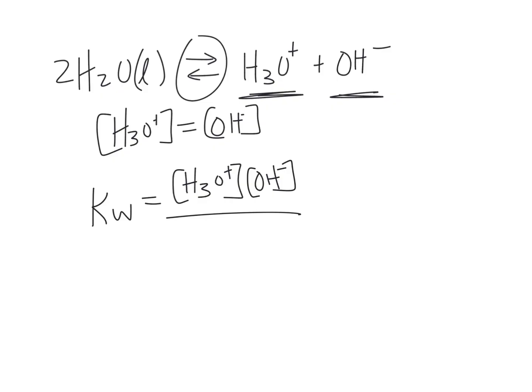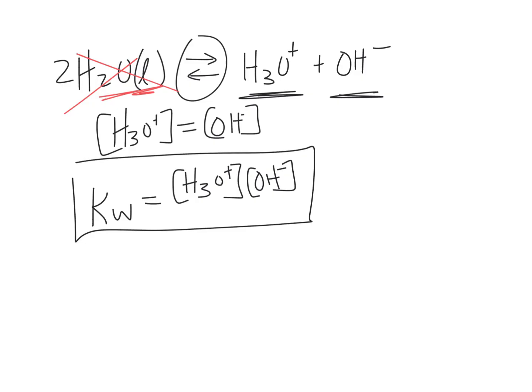But hold on a second. The reactant is liquid water, and we said we don't include that concentration in any of these calculations. So that is a fact. We don't include it. So actually Kw is a constant. It's called the ion product constant for water, and that's the equation for it.